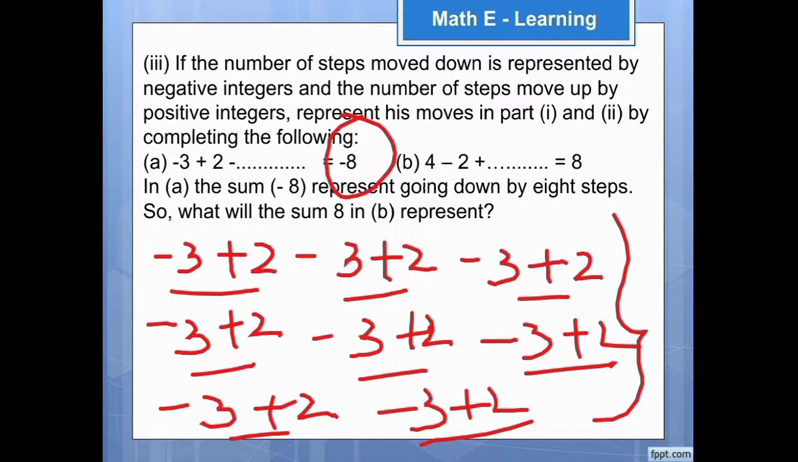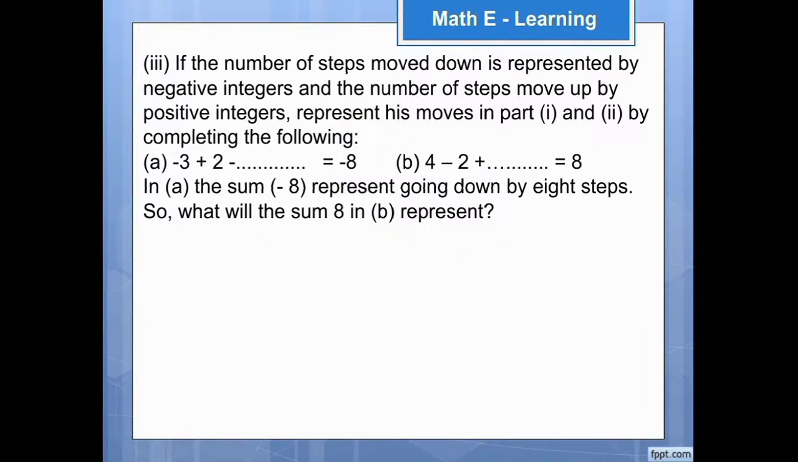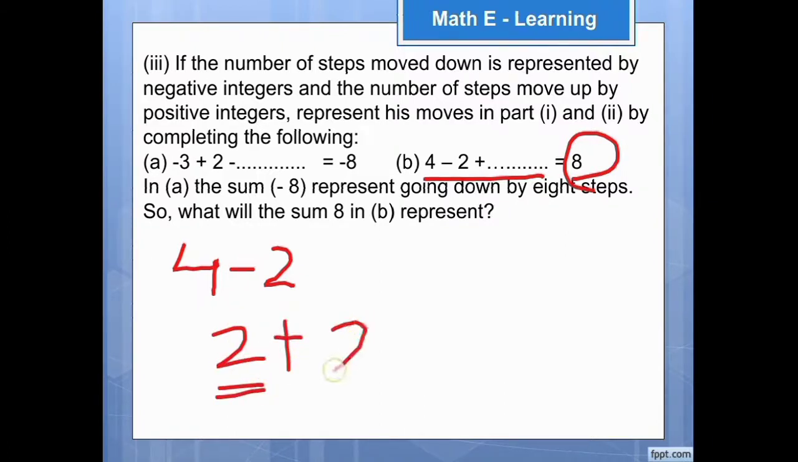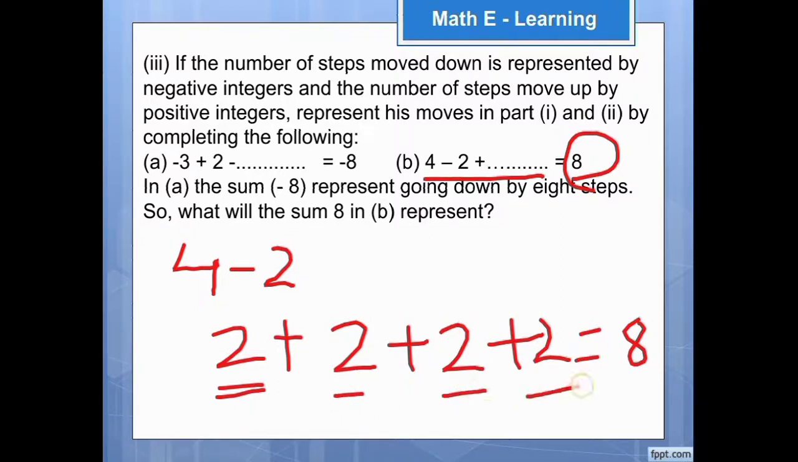Now we think about this B. Here we have 4 minus 2. Now we have to think about how many times we repeat this to get 8 as the answer. So 4 minus 2 is equal to 2. So I have to repeat this 2, 4 times to get the answer 8. 2 plus 2, 4 plus 2, 6 plus 2, 8. So I have to repeat this 4 times.